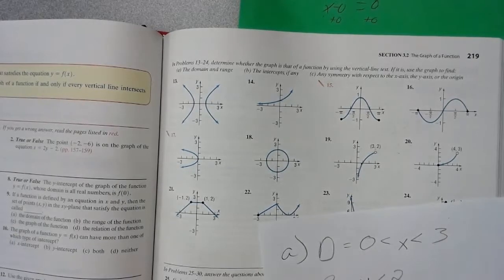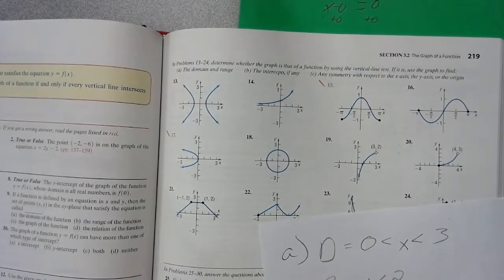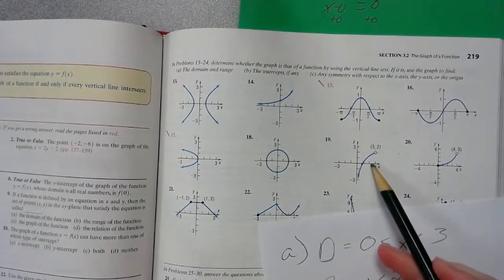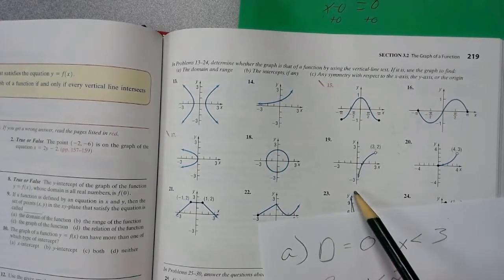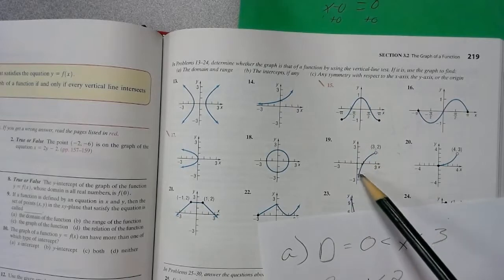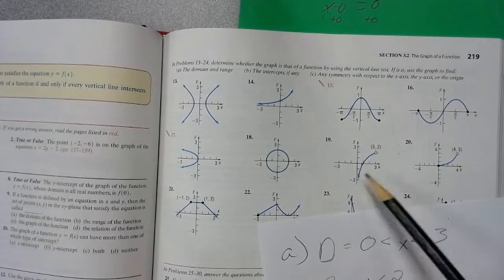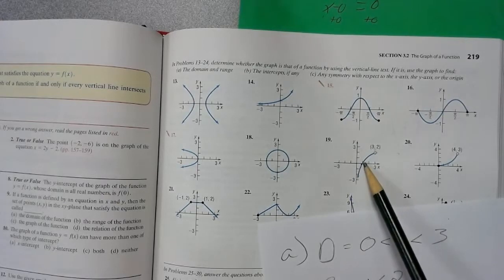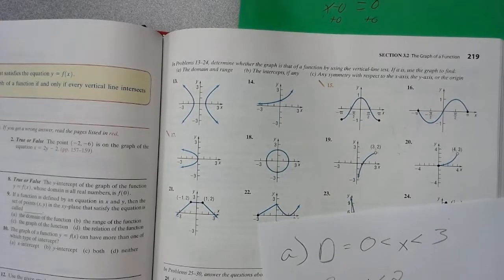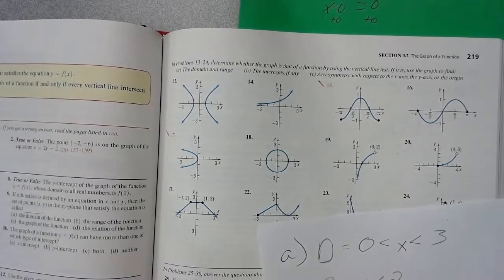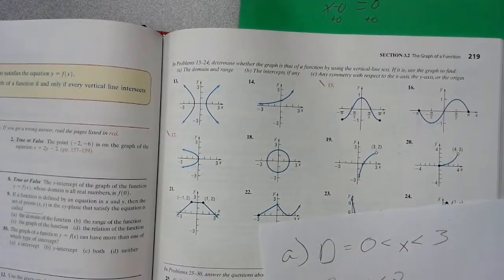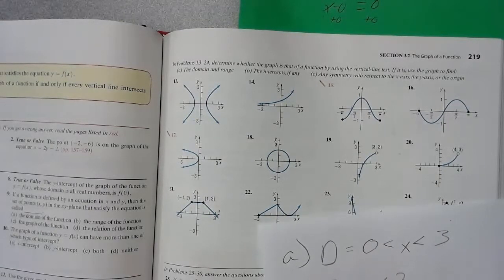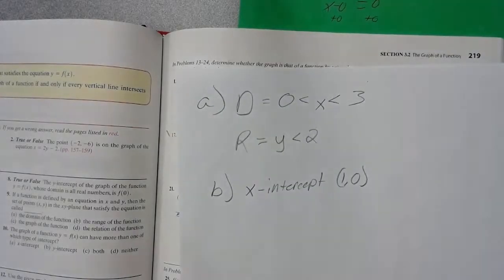Okay, part B says find any intercepts if there are any. Intercepts means that it crosses either the x-axis or the y-axis. Since the graph never touches the y-axis, it cannot have an intercept on the y-axis. It does, however, touch the x-axis right here. So that's going to give you the x-intercept, (1, 0). It would look like this when you write it down.